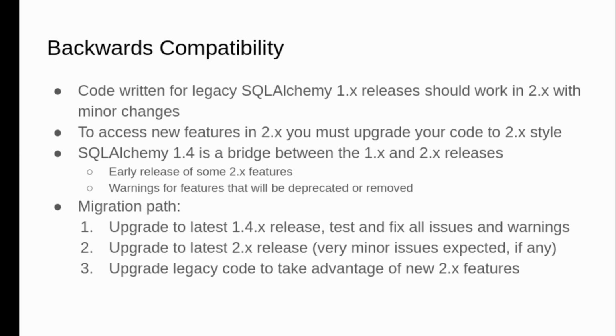So the migration path will be to upgrade to 1.4, the latest 1.4.x that you can find. Make sure that you run your application, all the tests pass, everything works. You get no warnings, no deprecation warnings or any sort of warnings. And then once you reach that point, you can upgrade to 2.0, and likely you will not need to change anything else. And the code will work.